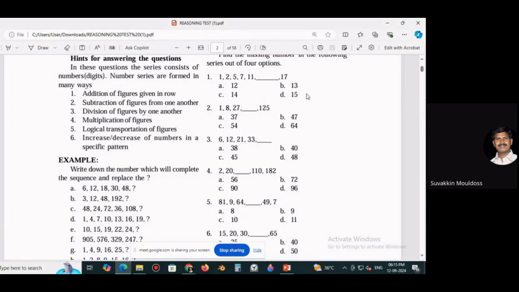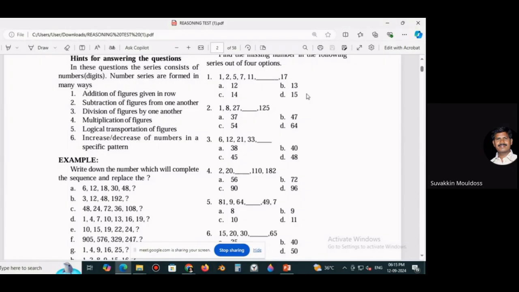6, 9, 11. What is that? What comes next? 45. You have to say the reason. Plus 6 plus 9 plus 11. 11 or 12? 21 plus 33, 48, 12, sir.